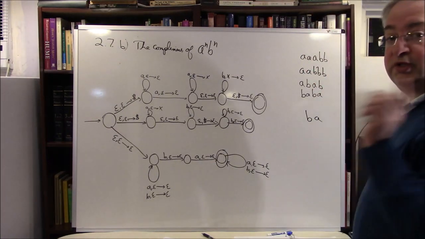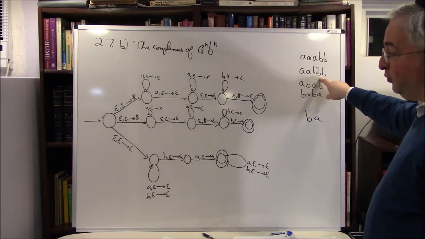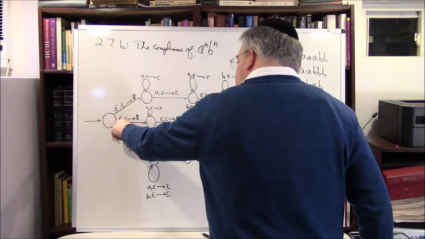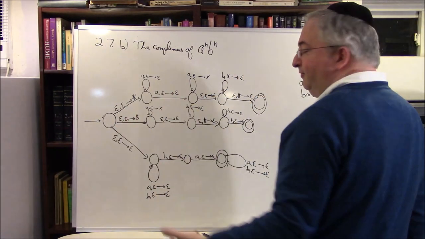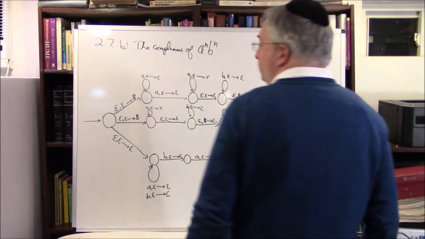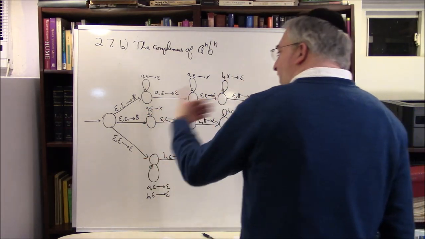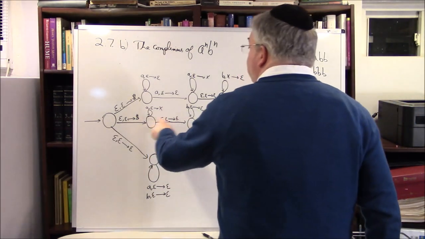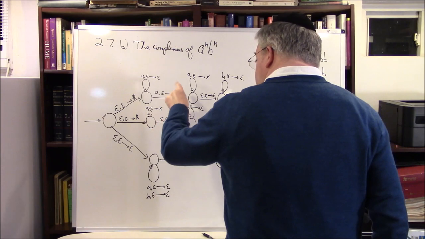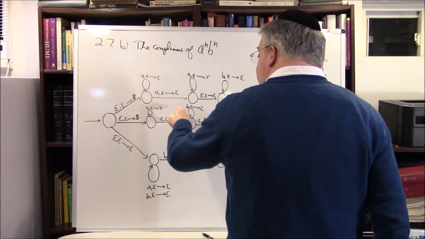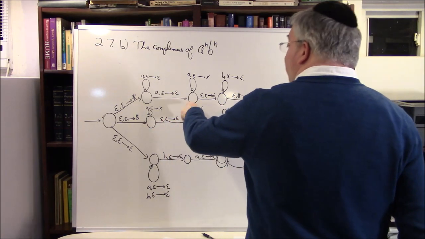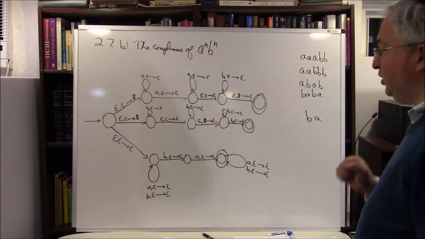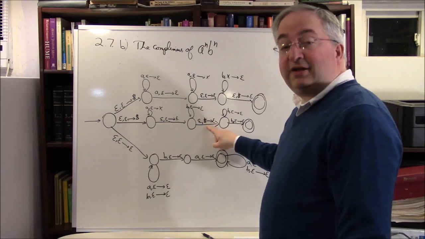Great. Now, what's the other possibility? The other possibility is you have more B's. Great. So here's what you do. Put down your dollar sign, because that's the bottom of your stack. Every time you see an A, you push down an X. Very good. Every A you see, you push it down. Great. Then when you finish that, don't read anything, don't pop anything, don't push anything, pop off your X's. Okay, that's very good. Then, when you finish that, pop off the dollar sign.